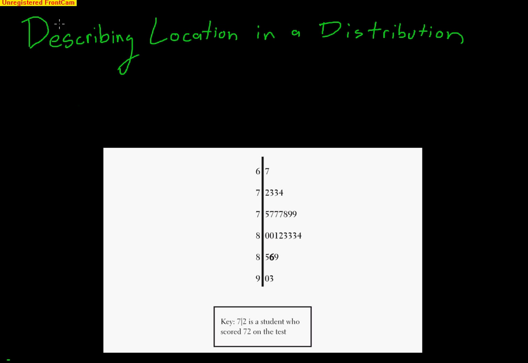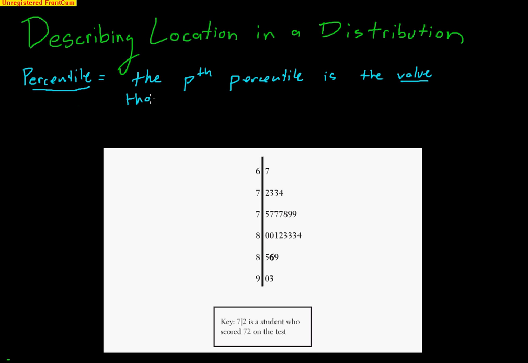Alright, the first major way to describe location in a distribution is something that we call a percentile. So a percentile is a value, and let me talk to you about what it means. Here's the definition. We'll write it down first. The pth percentile is the value, so it's an actual value from your data that has p% of data less than it.